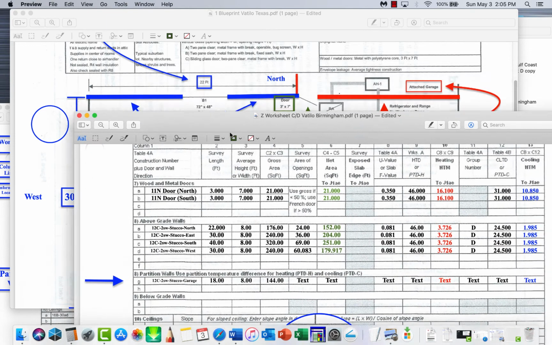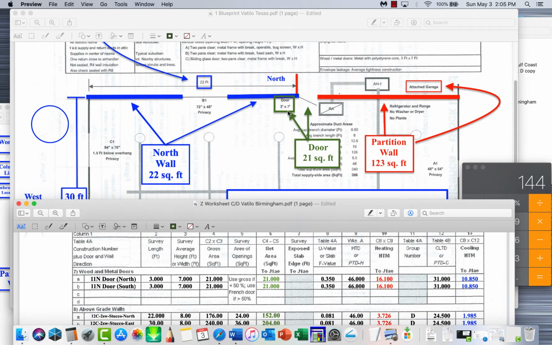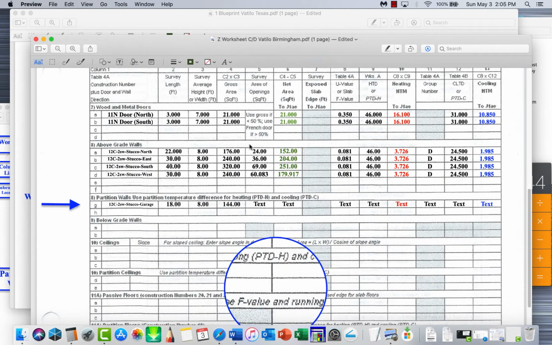Okay. Now next, area is opening. We do have a door. Our door is right here. It is 3 by 7 right here. And on a blueprint, like I said, this usually shows the way it swings. This door swings inward. So we got a 3 by 7 door. So 3 times 7 is 21 square feet. So we'll do 21 here.